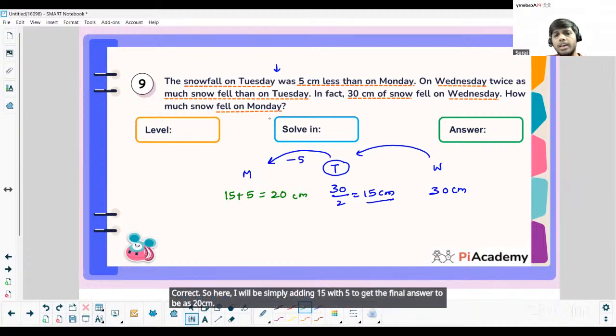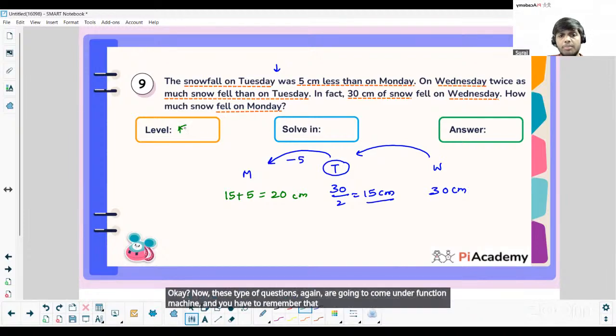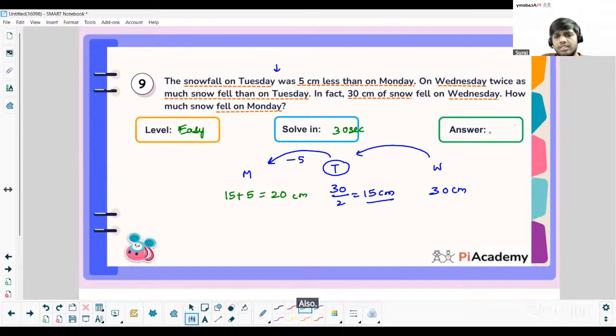Okay. Now these types of questions again are going to come under function machine, and you have to remember that the level of these types of questions is very easy. You have to solve this within 30 seconds. Also, the final answer here is going to be 20 centimeters.